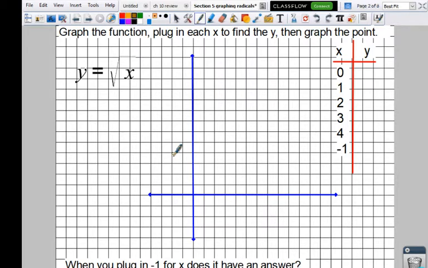So you're going to need Desmos. Make sure you got that. So we're going to start by graphing y equals the square root of x. And to do that, we're going to put a table in Desmos.